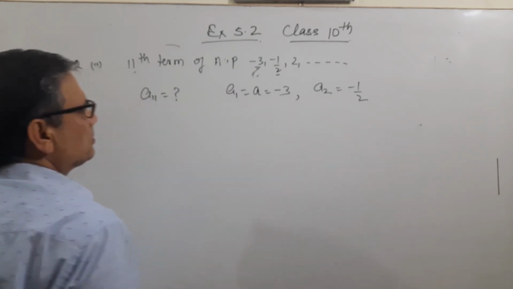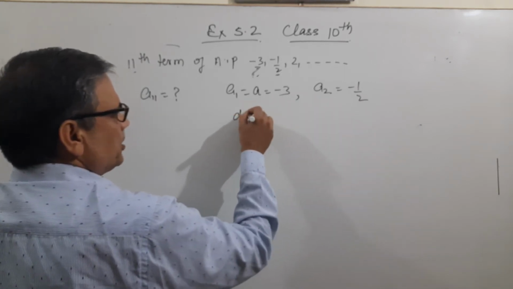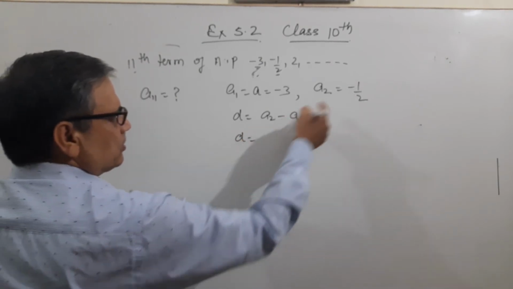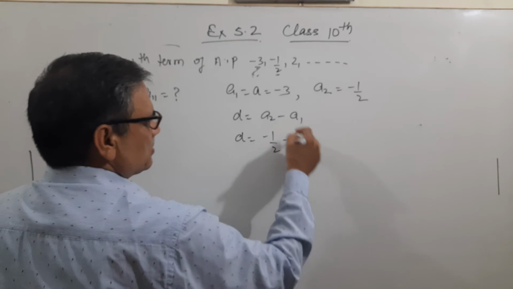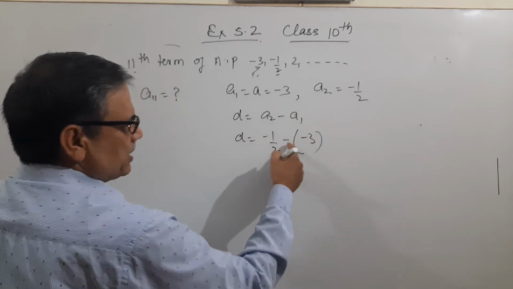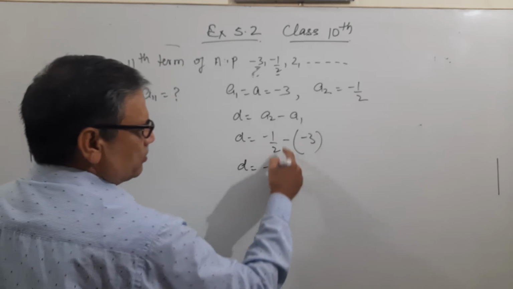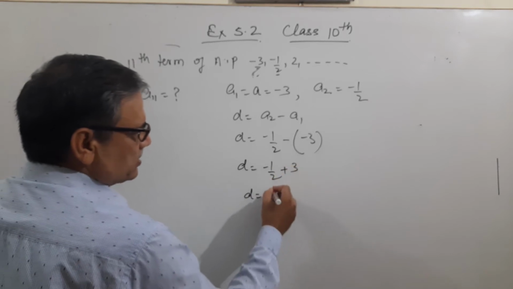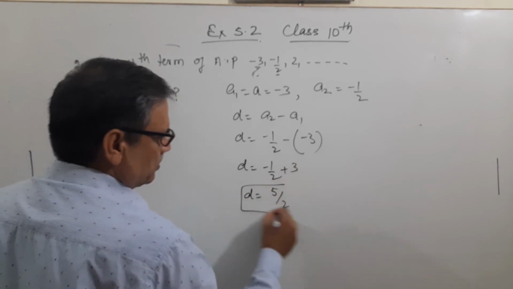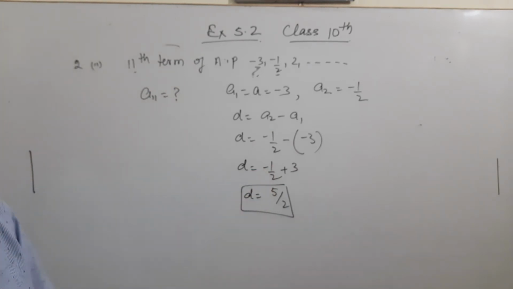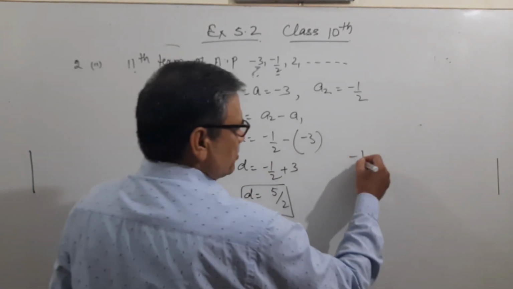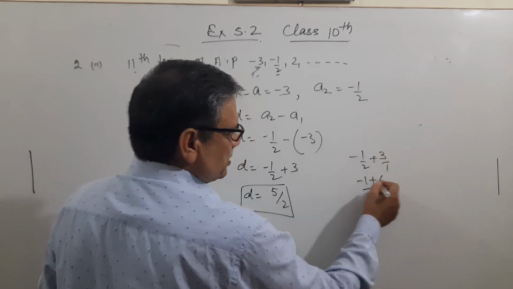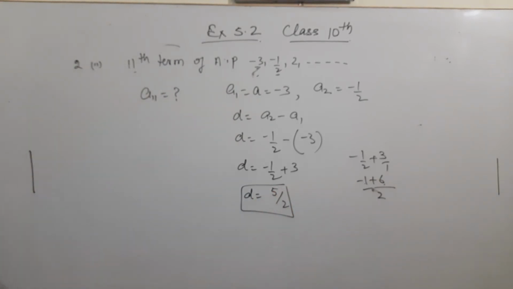From A1 and A2 we have to find D. D is A2 minus A1. So D is equal to -1/2 minus (-3), which is -1/2 plus 3. Taking the LCM, which is 2, this becomes -1 plus 6 over 2, which is 5 by 2. This is D.